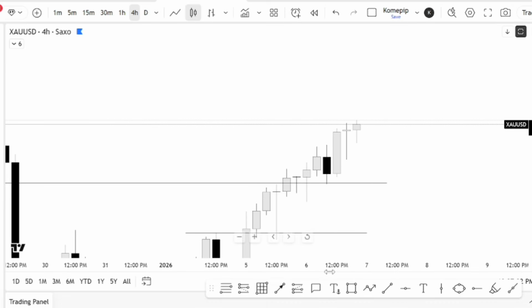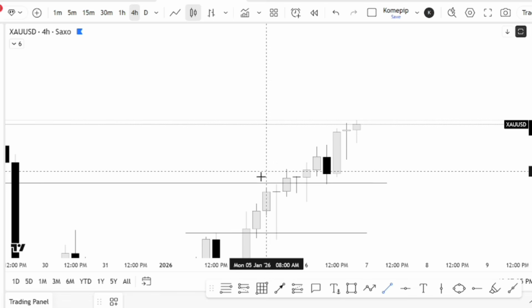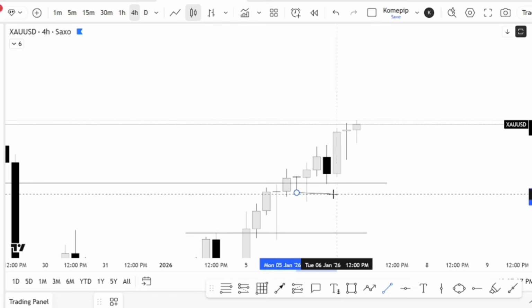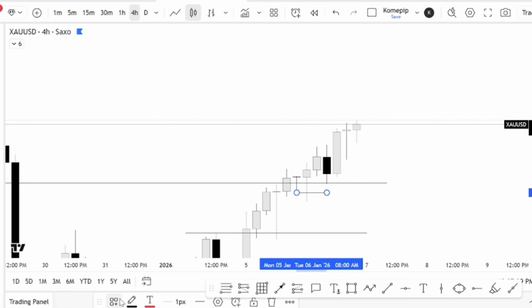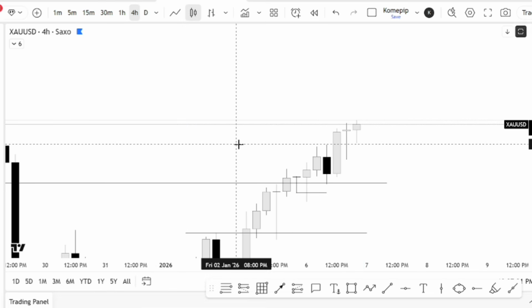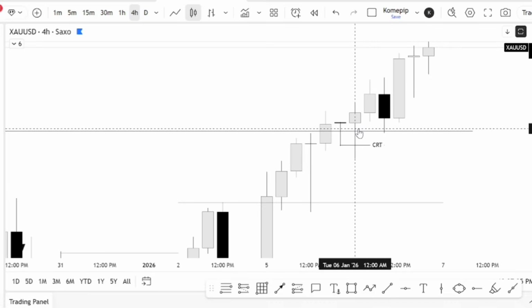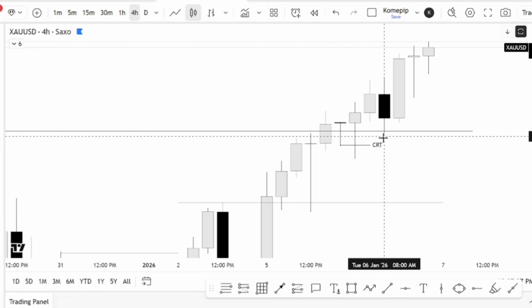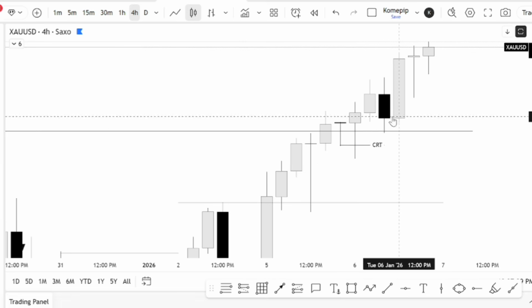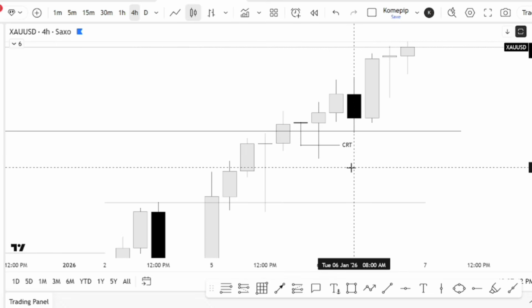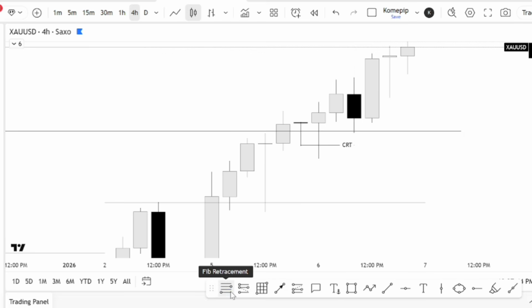Now, what do we have here? Simply put, we have a simple change candle range here, which people call the CRT. So for the CRT, we have on here. Now, how did I get involved in all of this trade? Did I just take it directly? No. These are the things you need to pay attention to.